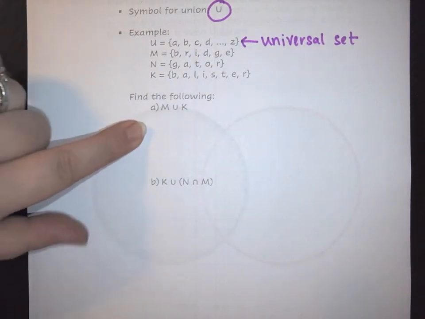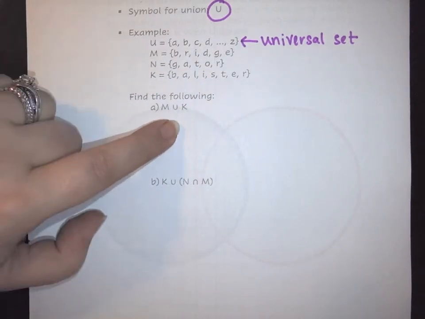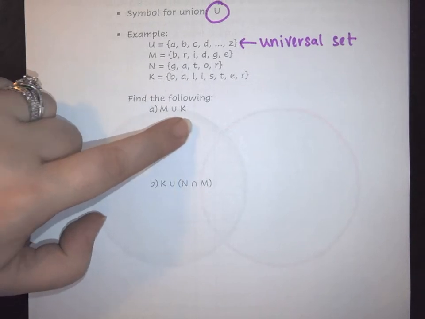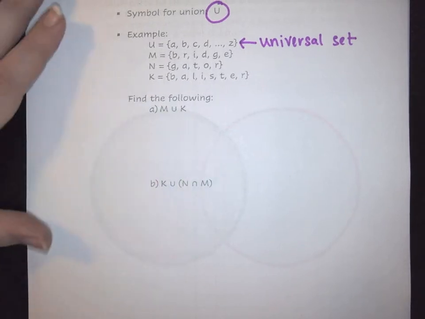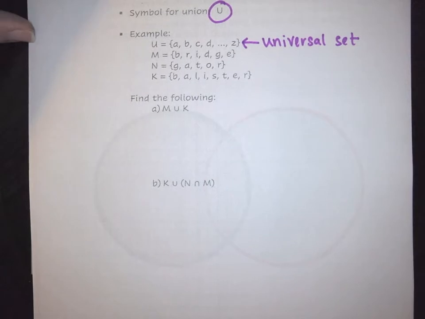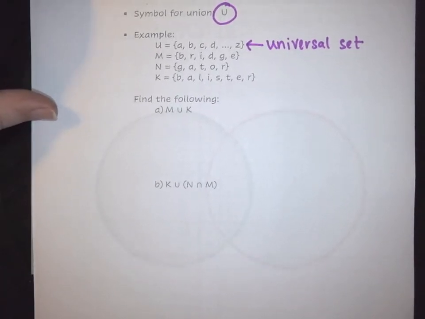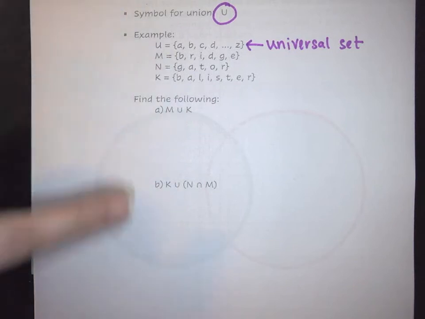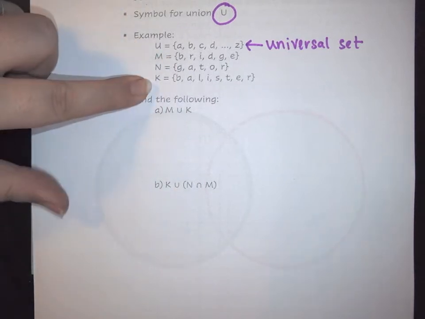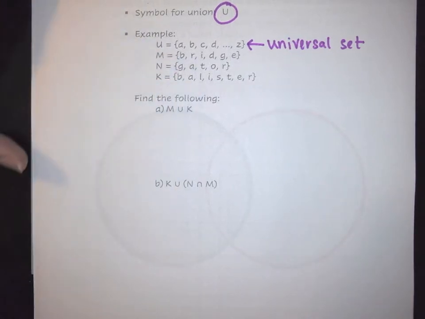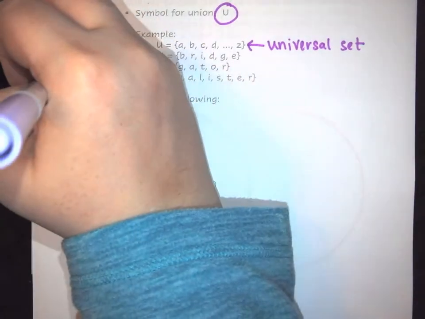The first thing I want to look at is the union between M and K. So the union would be, again, all elements that are contained in either one set, two sets, or all of the sets combined. So here I just want to look at M and K, and you only write the element once. So that's a really big deal.